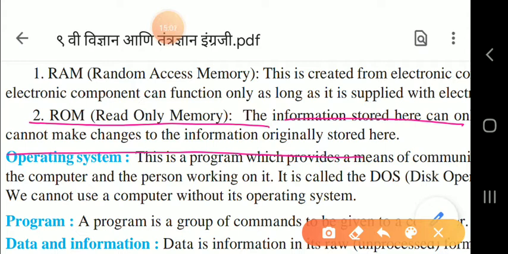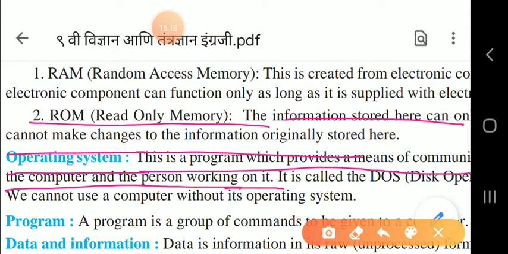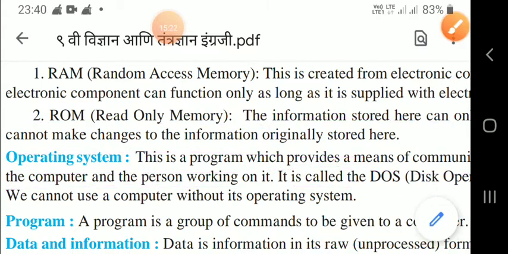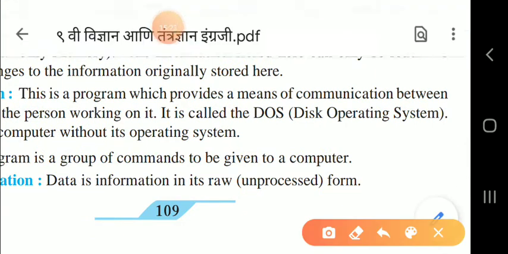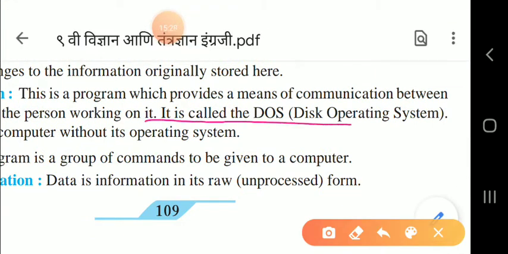Now next is the operating system, or we may call it the OS. So this is the operating system. This is a program which provides a means of communication between the computer and the person working on it. It is called DOS, or we can call it the disk operating system. What can we call it, children? It is called the disk operating system.